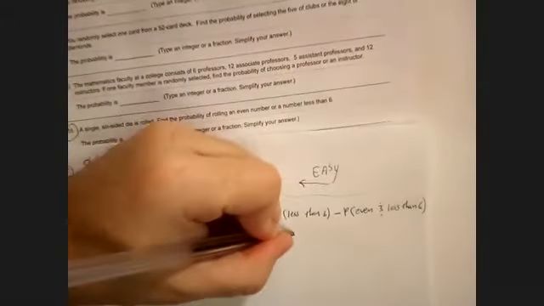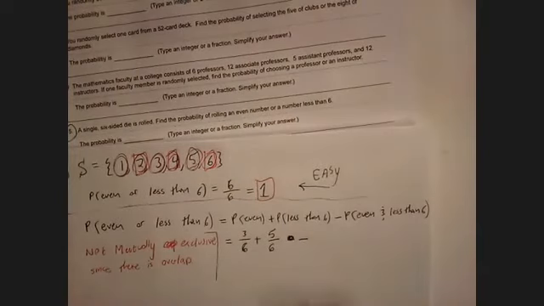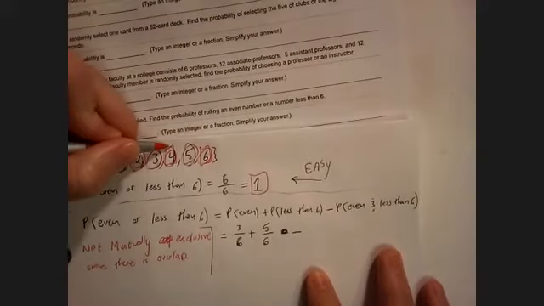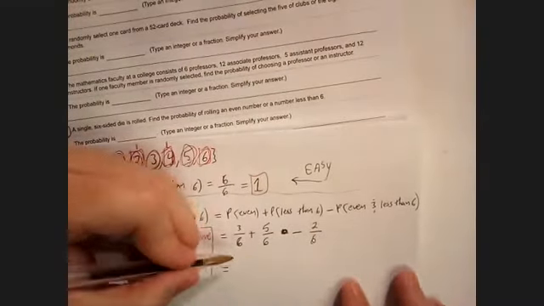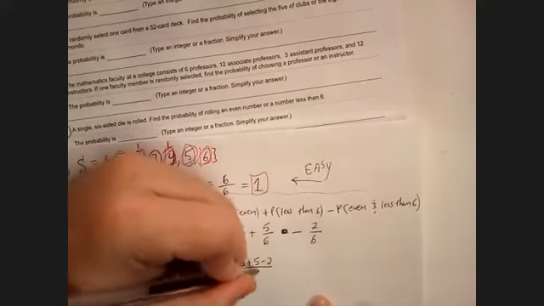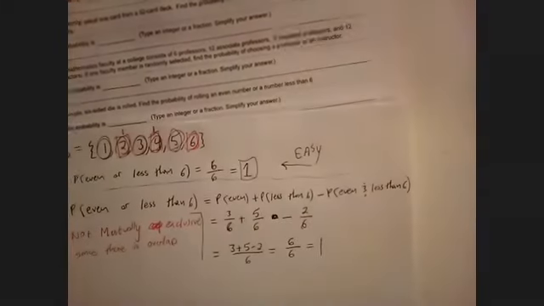Minus things that are both even and less than 6: 1, 2. So I get 3 plus 5 minus 2 over 6. 8 minus 2 is 6 over 6, which is 1.